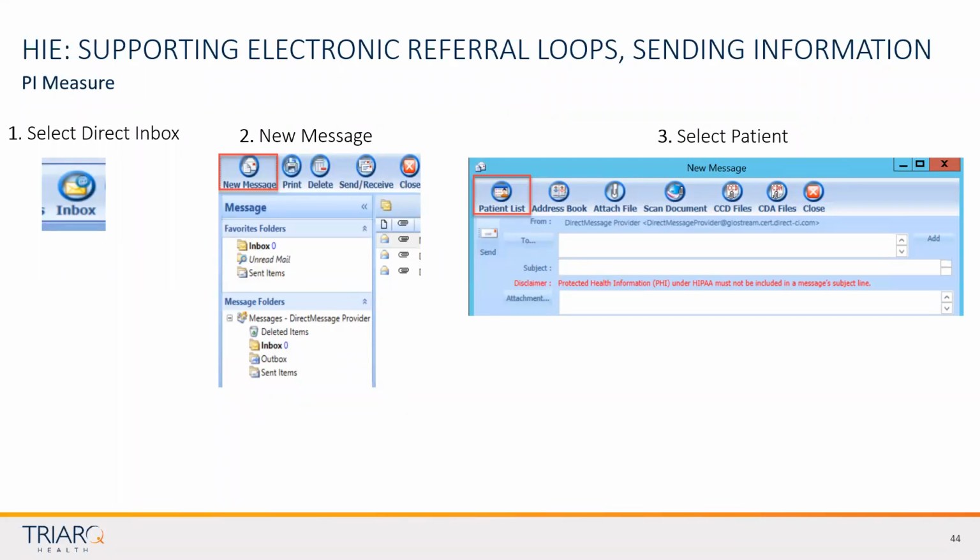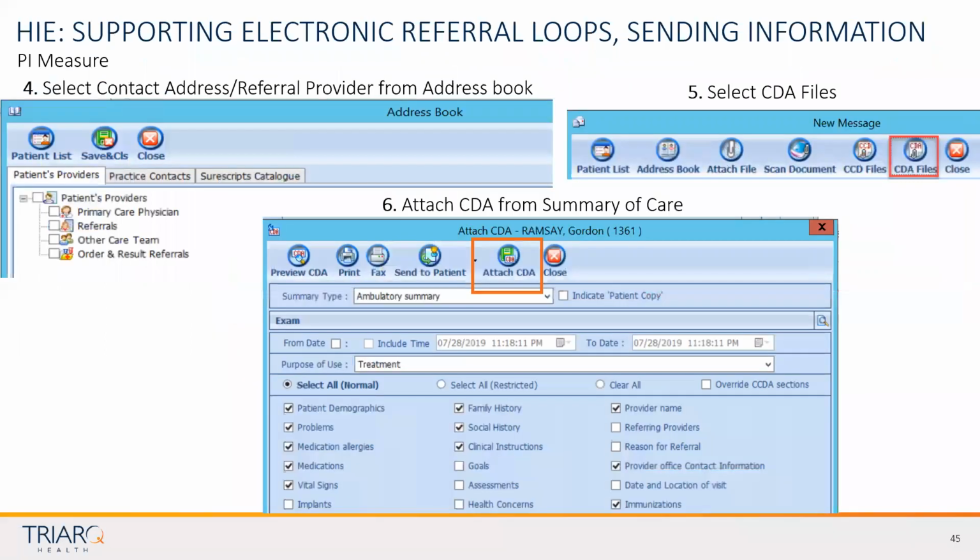Once I'm in my email and I have a new message ready to go, I'm going to select a patient from my patient list, and I've highlighted that button there for you. So of course, I'm wanting to send over Gordon's information. I'm going to select Gordon Ramsay. Then I'll be selecting my provider that I want to send his information over to.